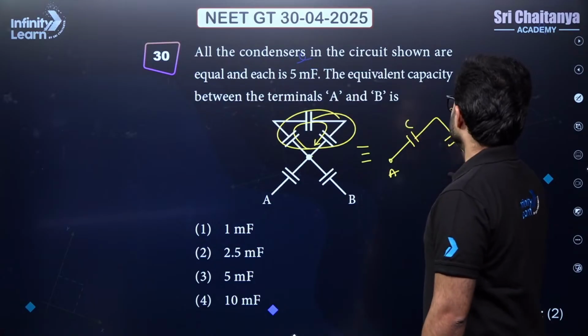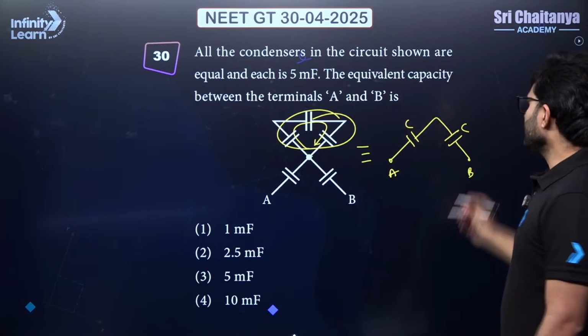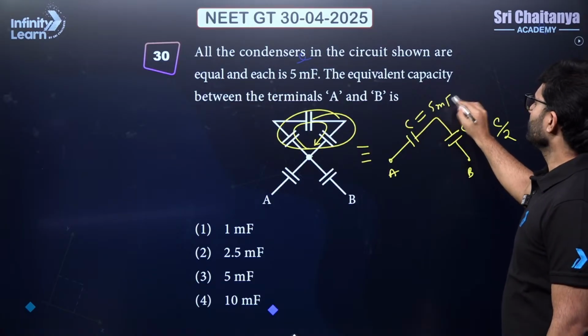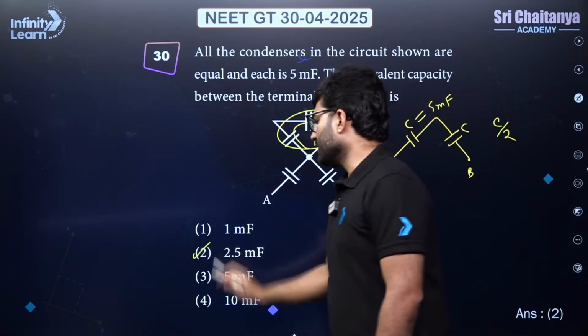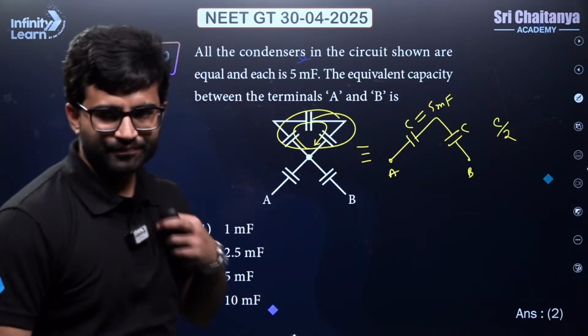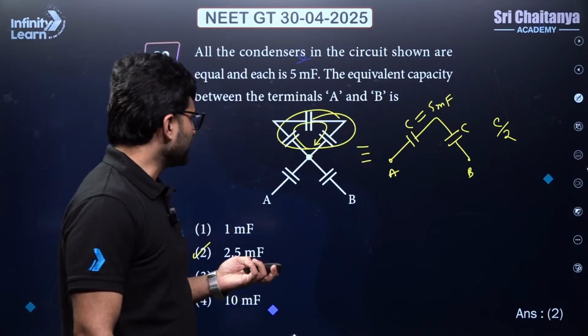If this is C, this is C, and they both are in series, you will get C by 2. And what is C? C is nothing but 5 millifarad. So your answer would be 2.5 millifarad, right? Understood? Clear? Is this clear? Next.